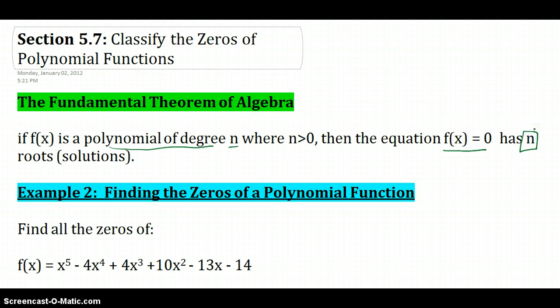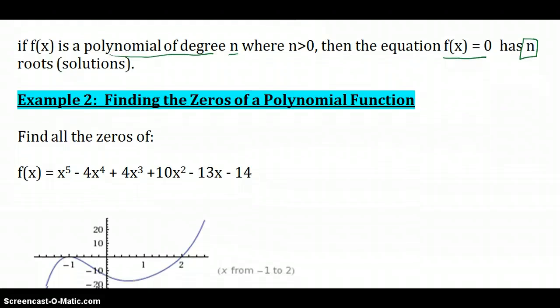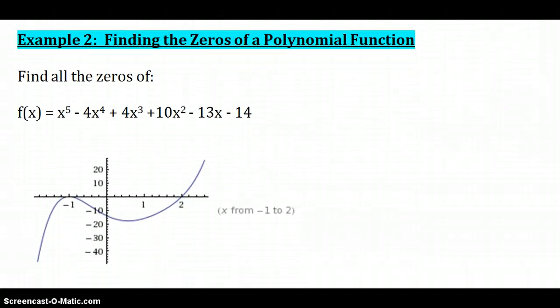So if you have some polynomial with degree 3, that means that polynomial has 3 roots, or solutions. If you have a polynomial with degree 287, that means that there are 287 roots or solutions to that polynomial. So let's look at this example I have down here.